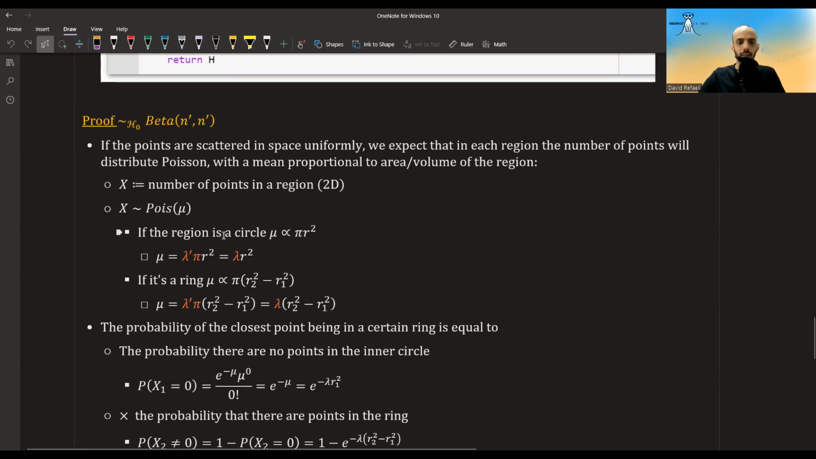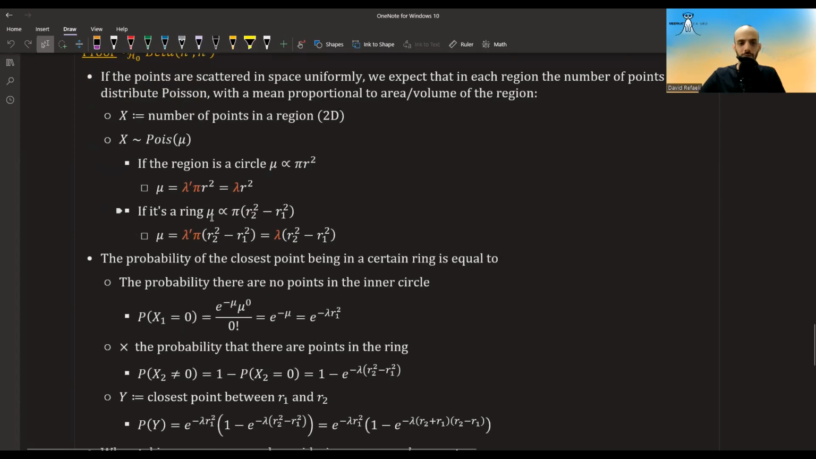some mean. If the region is a circle, for example, in 2D, then mu is proportional to the surface or the area of this circle, which is pi r squared. So let's say that it's some factor times this, and now we'll just absorb these two constants, the pi and this factor, into a single factor. We don't care about it so much because it's a constant.